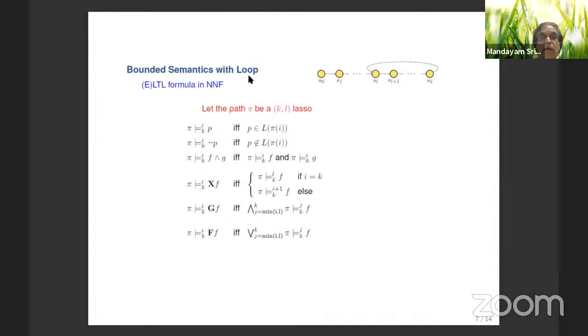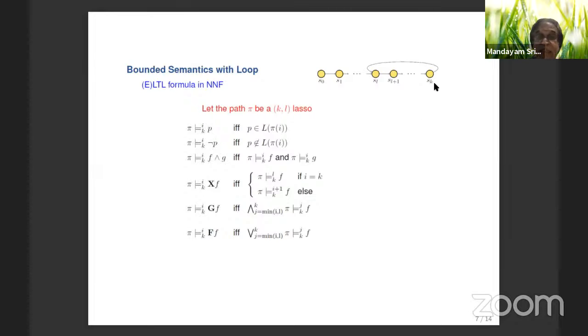Okay. So I'll get to this bounded semantics definition for k-prefixes that are looping. So P, not P, F, and G remain the same. See, for X of F, now you can conclusively say something. In the previous case, if i is equal to k, you could not say anything because there was no information following the state sk.